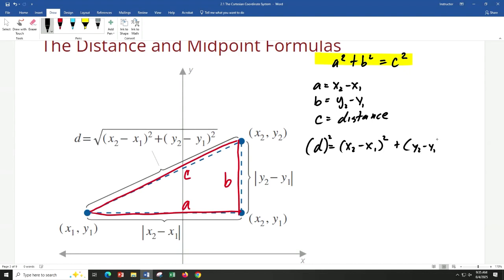y2 minus y1 squared, but I don't need things squared. I mean, it will work, I guess, but couldn't I come in here and just take the square root of both sides? Now, being that we're dealing with distance, do I need the negative? Can you have negative distances? No. So this turns into our formula of D is equal to the square root of x sub 2, x sub 1 squared plus y sub 2, y sub 1 squared.